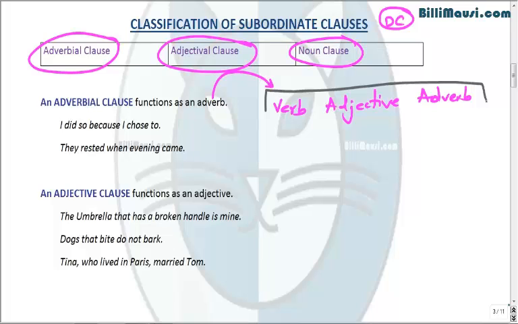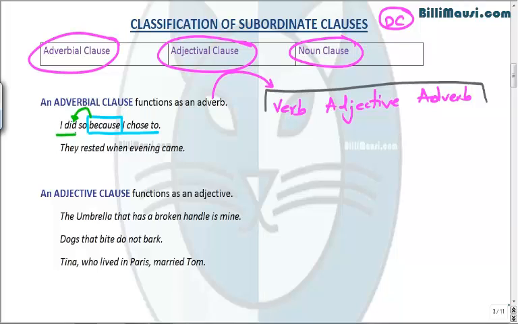I did so because I chose to. Adverbial clause are always introduced by subordinating conjunction. So here we need to trace, first of all, where is the clause? Because I chose to, which is being introduced by because. So this adverbial clause is modifying did. So this is an adverbial dependent clause. The independent clause is I did in this case.